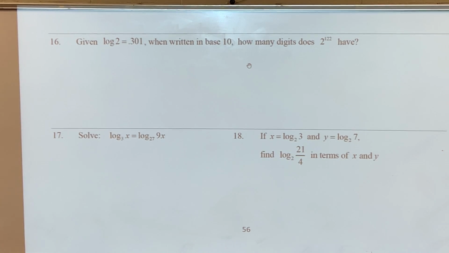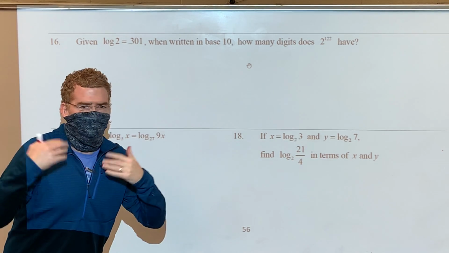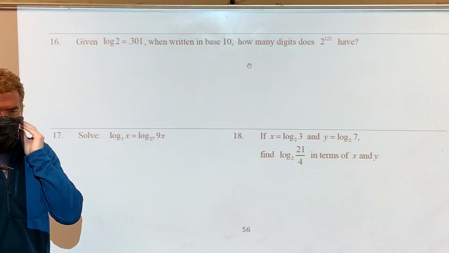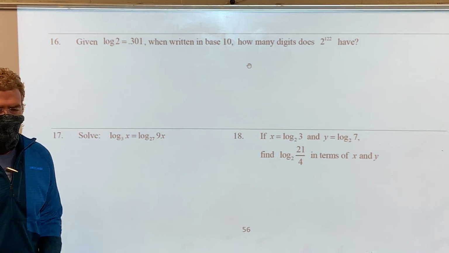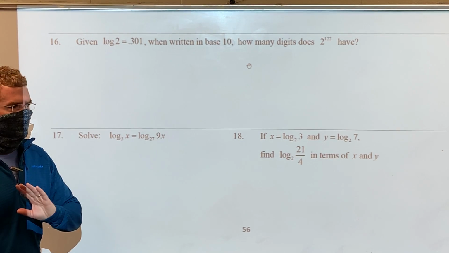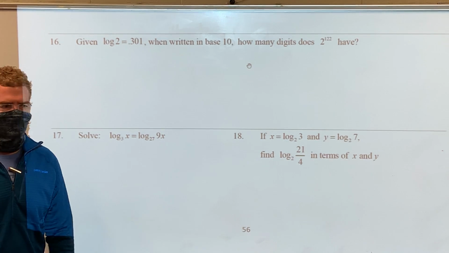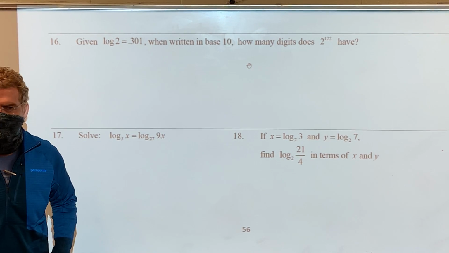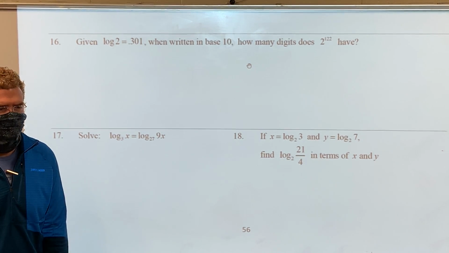Okay, good. I'm glad you asked me that because we kind of raced through that at the end, or maybe you didn't even cover it. So here's the idea behind this problem, and then I'll show you how to do the problem. But don't memorize your way. Think. If I ask you how many digits does 5 to the 27th have? Do you have any idea?